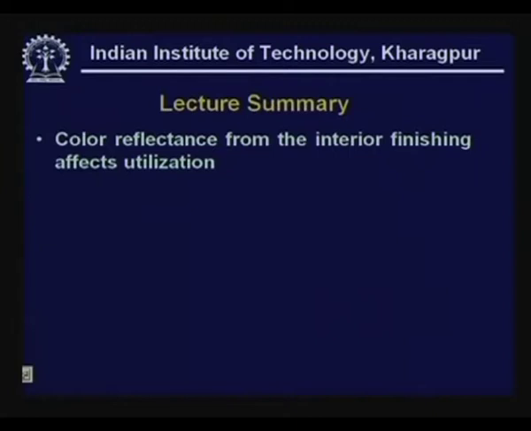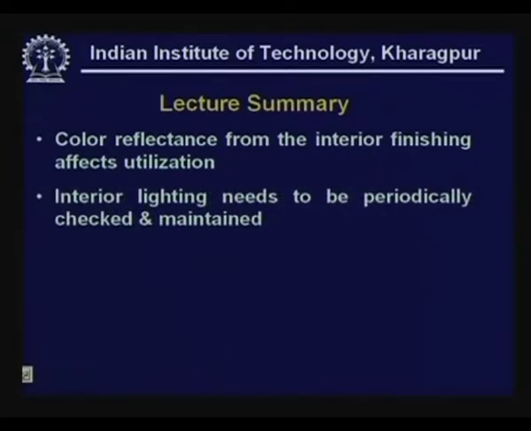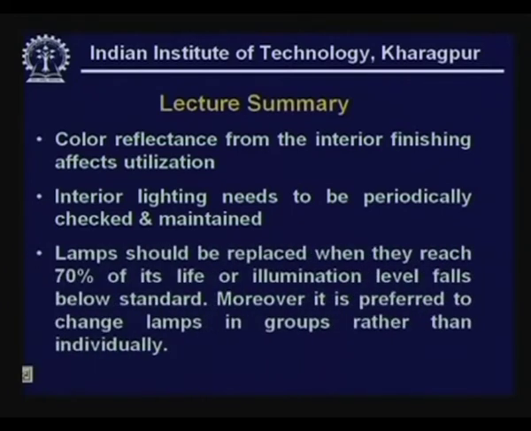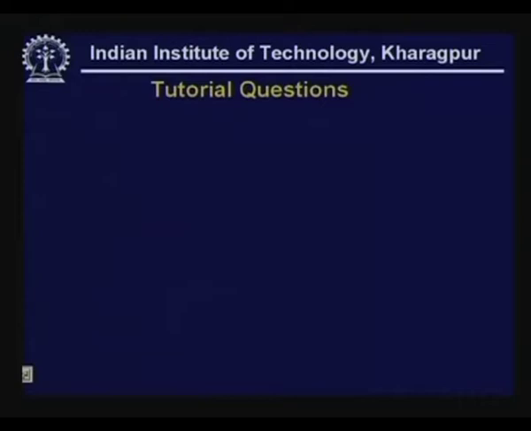Color reflectance from the interior affects the utilization, and interior lighting needs to be periodically checked and maintained. Whenever the lamps reach 70% of their life or the illumination level falls below standard, say by 20 to 25%, it is preferable to change. It is preferable to change lamps in groups rather than individually.